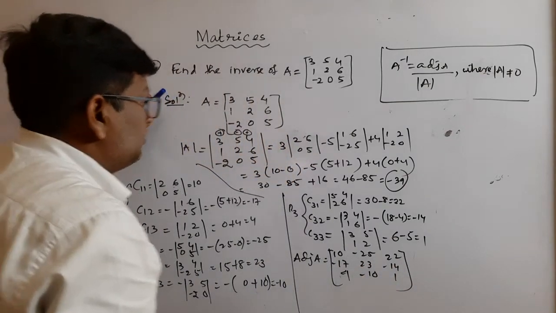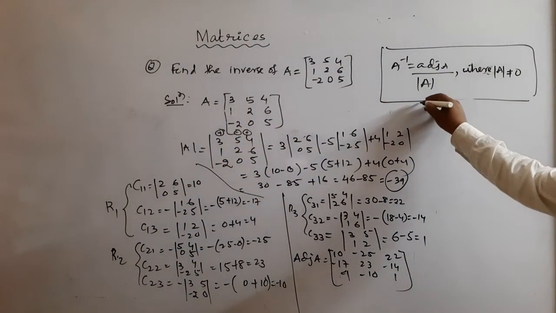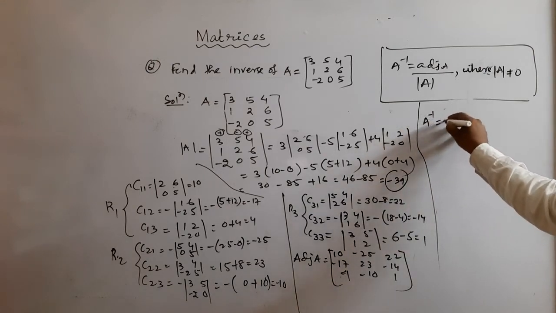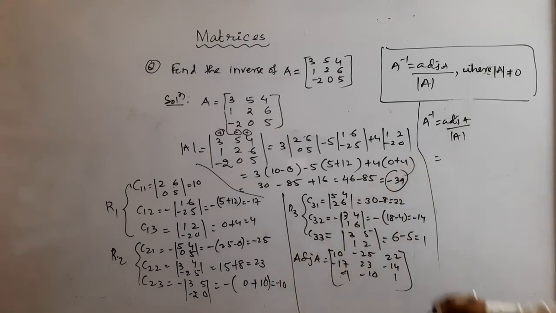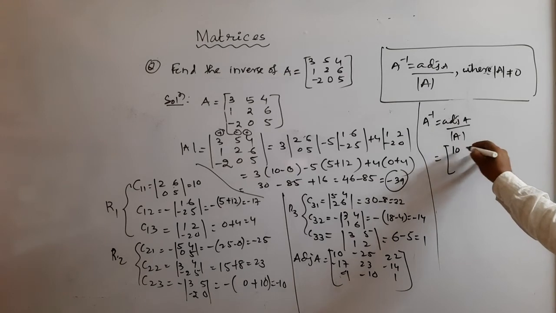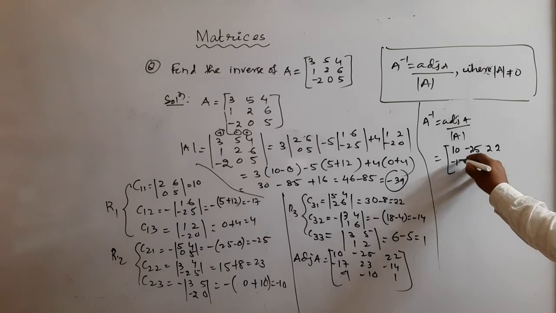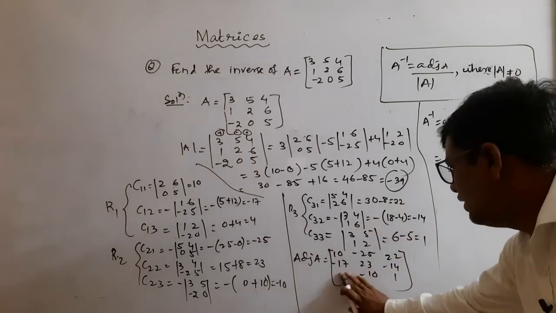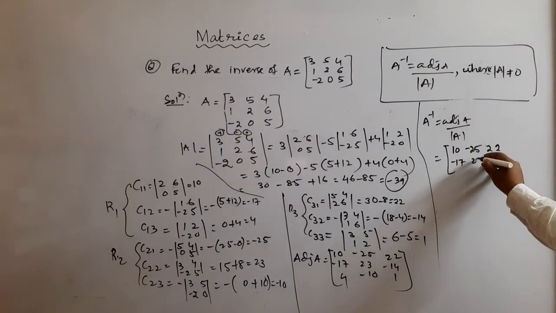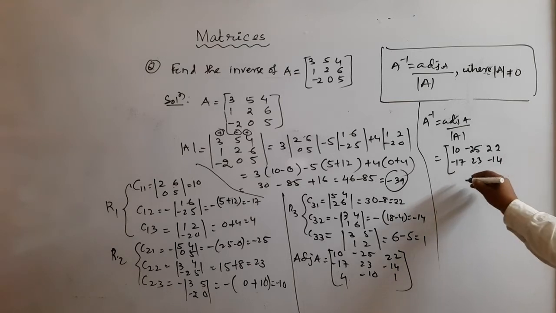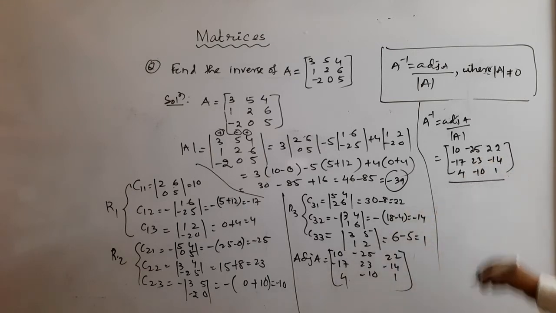Now A inverse is equal to adjoint A by determinant A. So here is adjoint A: 10, minus 25, 22; minus 17, 23, minus 14; 4, minus 10, 1. And 1 by determinant A.